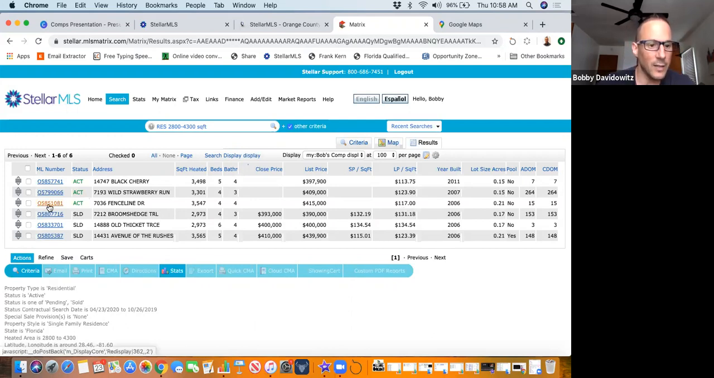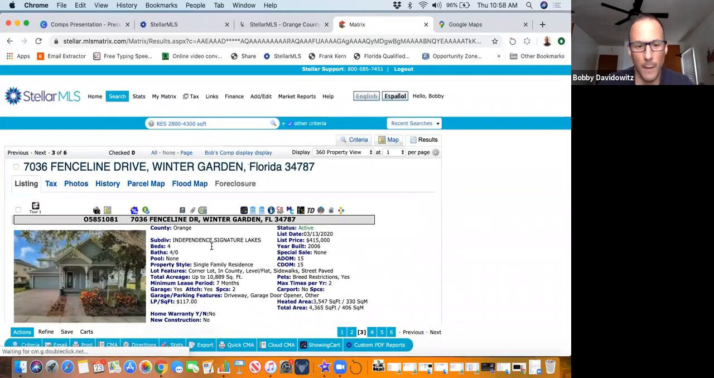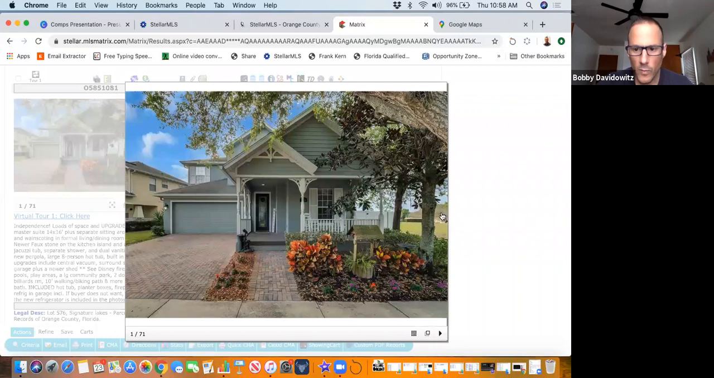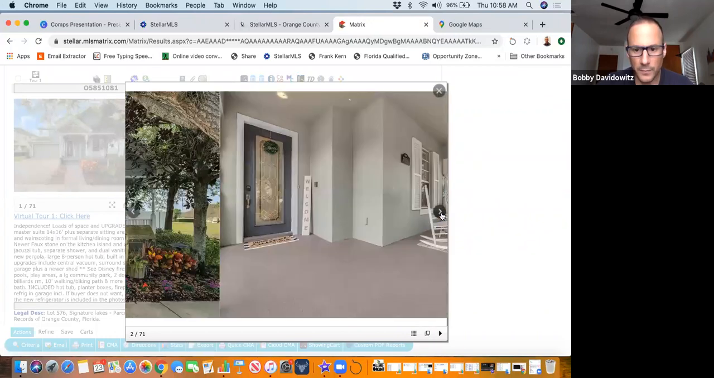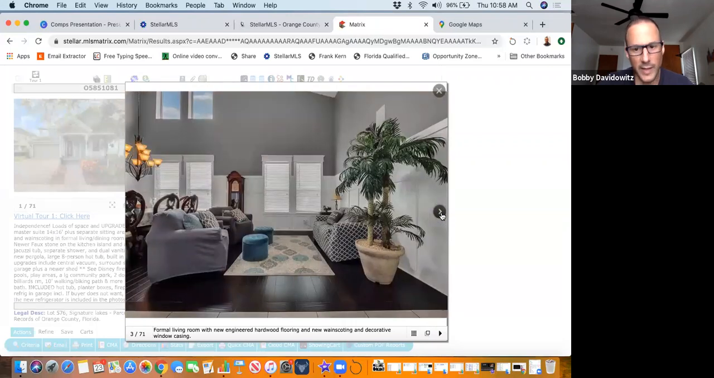Okay, so let's take a look at what the subject property looks like. This is probably one of my favorite parts. I love looking at pictures of properties. Okay, so let's take a look at this property. Just right off the rip, let's see what it looks like. Okay, nice, cute little property. Nice little porch, looks decently well maintained, really nice floors, pretty decent pictures here.